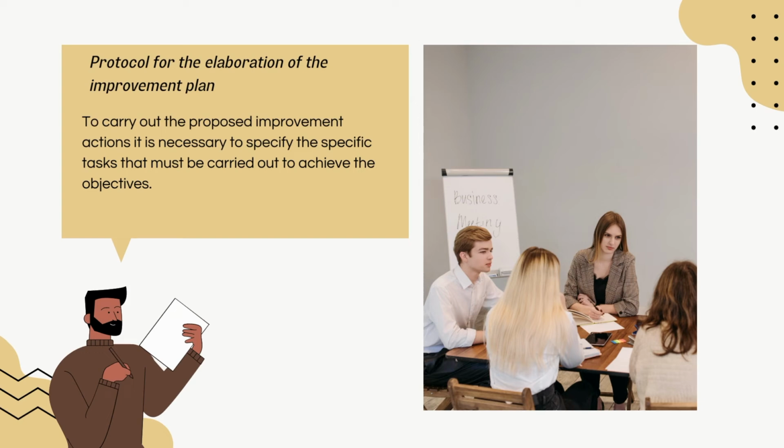Protocol for the elaboration of the improvement plan. To carry out the proposed improvement action, it is necessary to specify the specific tasks that must be carried out to achieve the objective. For this it is necessary to determine who is responsible for the implementation and execution of the improvement action, the different tasks to be developed, the necessary human and material resources, the period of achievement, the dates of staff, monitoring indicators, and the chosen responsibility for monitoring and the tracking team.